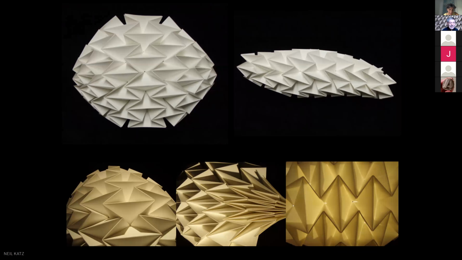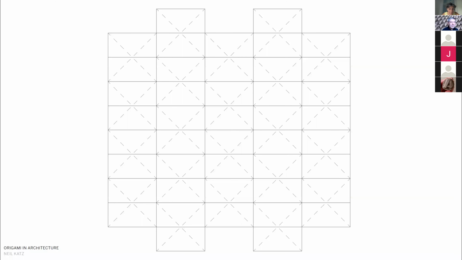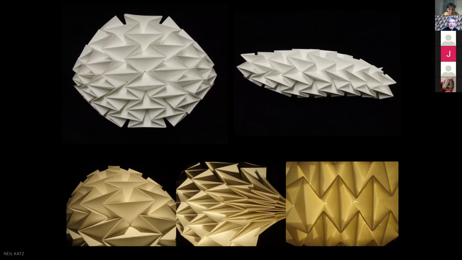Another one of his pieces. Now, these are all using the same fold, and he called this the water bomb fold. And these were created by hand. These are made out of paper. And this is the folding pattern. So it's a very simple folding pattern, and it's able to create these complex forms.